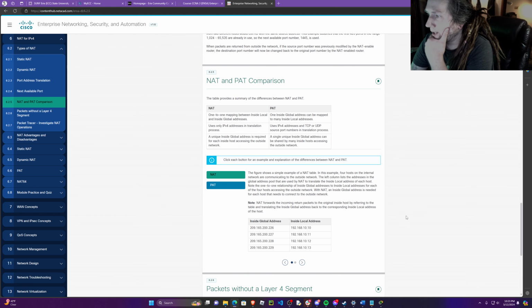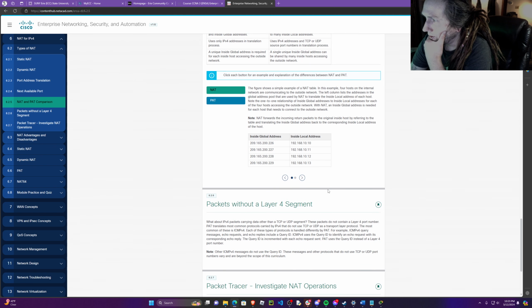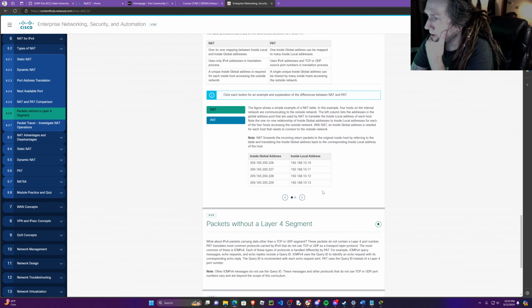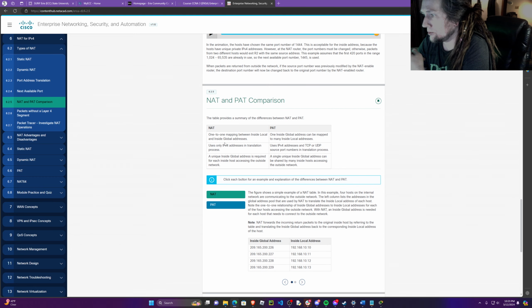So here we have a NAT and PAT comparison. Being as we went through most of that, we just read this one-to-one comparison right here. NAT is a one-to-one mapping between inside local and inside global addresses. It only uses IPv4 addresses in the translation process. A unique inside global address is required for each inside host accessing the outside network.